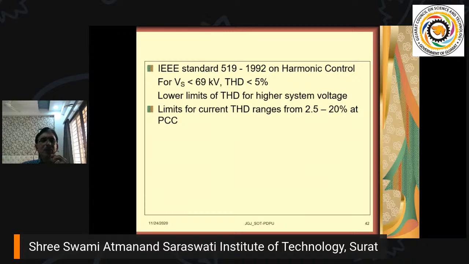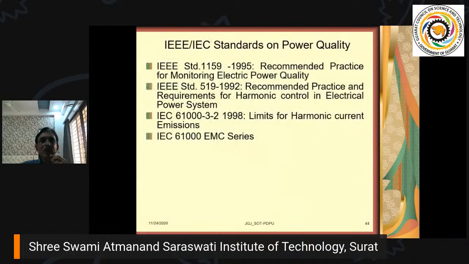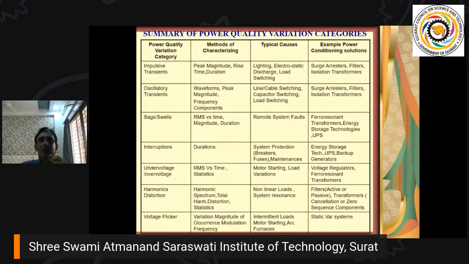Then, if you refer to the IEEE standard 519, on harmonic control. The IEEE standard 519 is nothing but the recommended practice and requirements for harmonic control in electrical power systems. That is the title of IEEE standard 519. And what is the title of IEEE standard 1159? The recommended practice. I have summarized this; you can see the recommended practice.